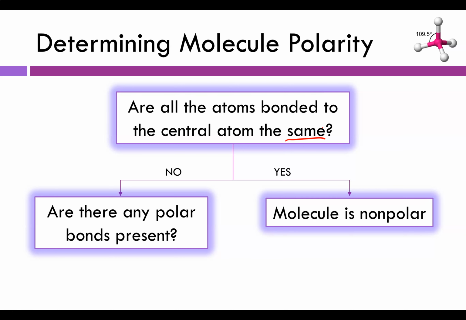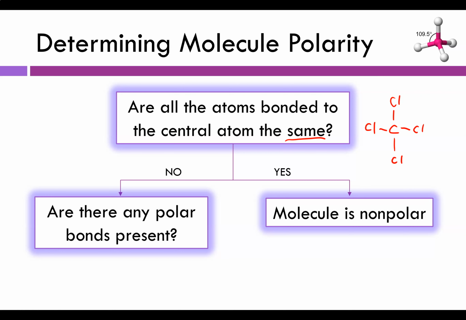You might be thinking, well, wait a second, what if there's a polar bond there if they're all the same? Wouldn't that make a molecule polar? Well, let's look at it. Let's take carbon tetrachloride, CCl4, as an example.